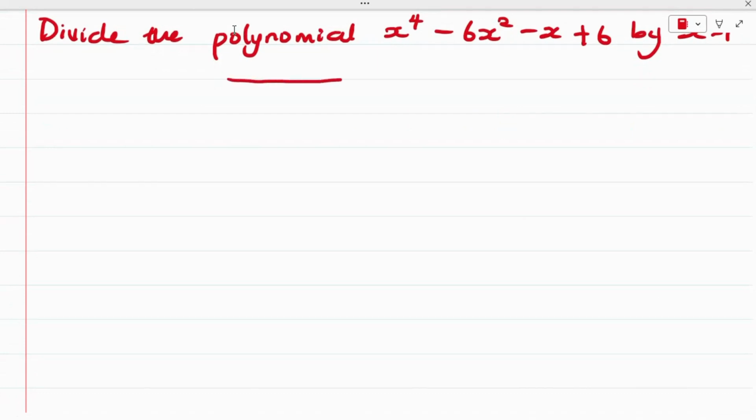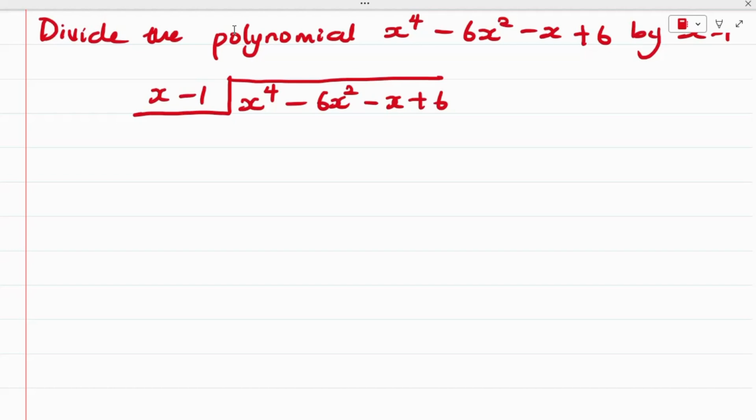So making use of the long division, this is going to become x raised to the power of 4 minus 6x squared minus x plus 6 divided by x minus 1. So x into x raised to the power of 4 is x cubed. x cubed multiplied by x is going to give us x raised to the power of 4. x cubed multiplied by negative 1 is going to give us negative x cubed.